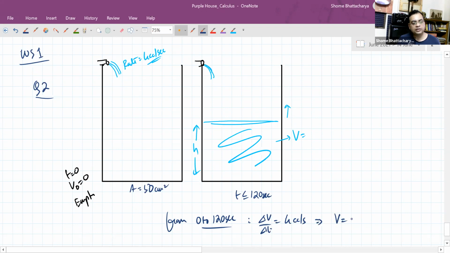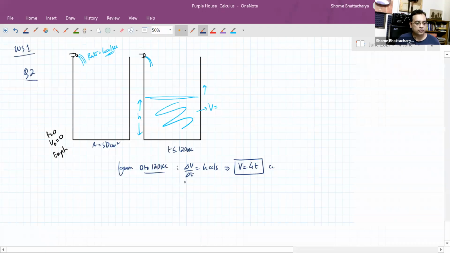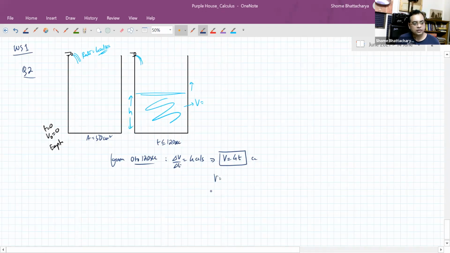So what I can say about volume as a function of time, it should be 4t in cubic centimeters. Yes, sir. Okay. And further, what I can say about the height of liquid, volume is equal to area into height. So the height should be equal to 4t divided by the area. So this is in cc divided by centimeter square. So it will become 0.08 t in centimeters.